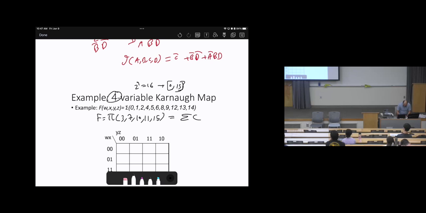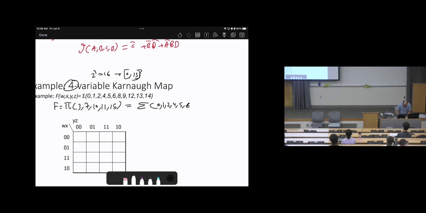So let's look at 0. Is 0 included? It is not. 1 is not. 2 is not. 3 is included. 4 is not. 5 is not. 6 is not. 7 has already been included. 8 is not. 9 is not. 10 is included. 11 is included. Then 12, 13, 14, 15 are included. Okay? Because remember, these are the locations of ones, and these are the locations of zeros.